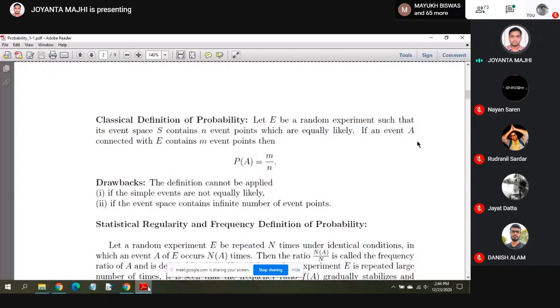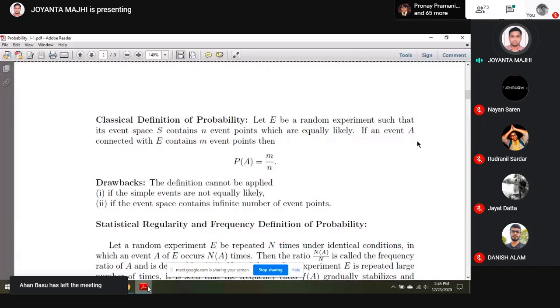Classical definition of probability. Consider a random experiment E, which has an event space containing all possible outcomes. We say it is S. We consider that it contains n elements. If an event A connected with E contains m event points, then the probability of A is represented by P of A and is defined by m by n.